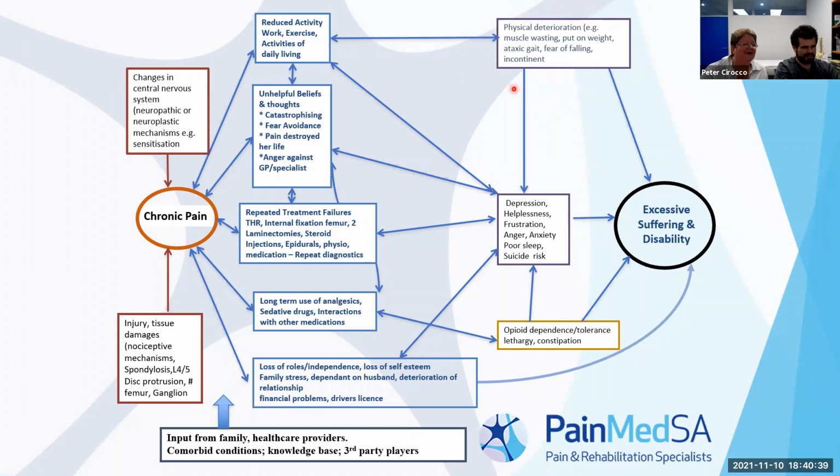Like I said, you start to see we've got a bit of a triangle going on here. So this feeds off of this. This feeds off of the lack of exercise, the body decompensation. Then what happens is that you start to develop these unhelpful beliefs and thoughts. That's what we call them. Catastrophizing. What's going to happen to me in future? Fear avoidance. I can't do this because it'll make my pain worse.